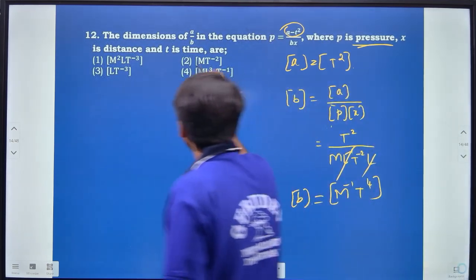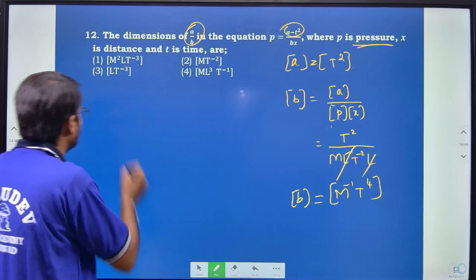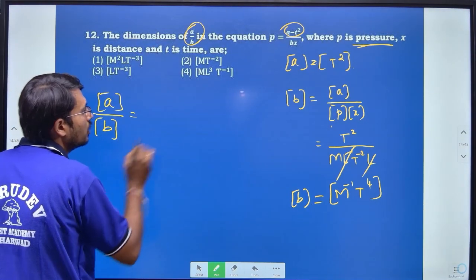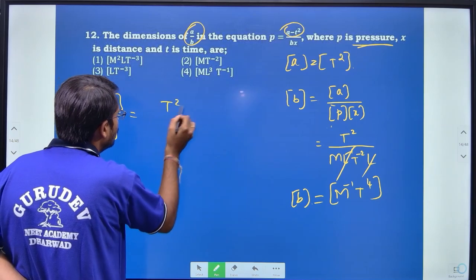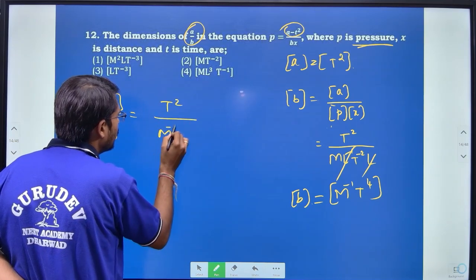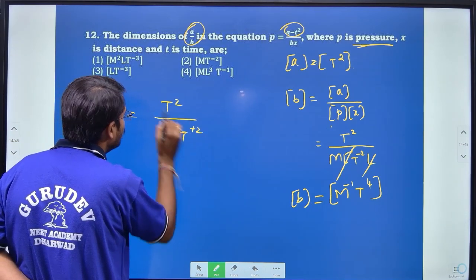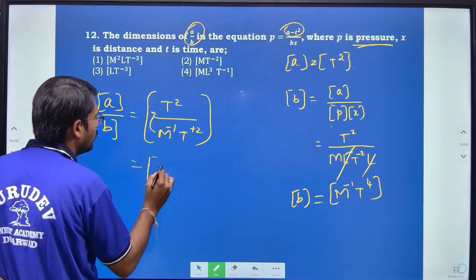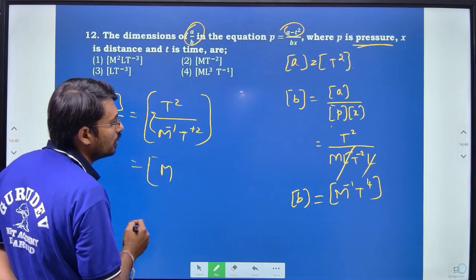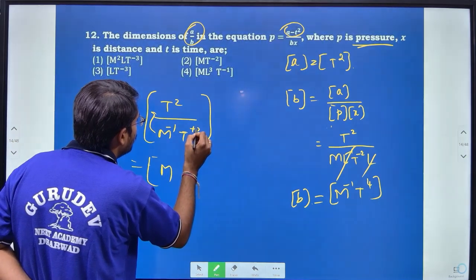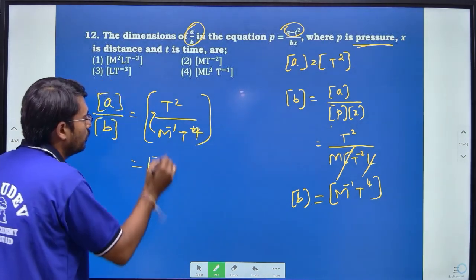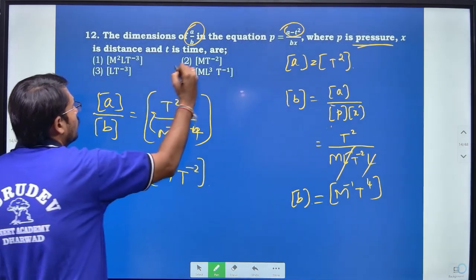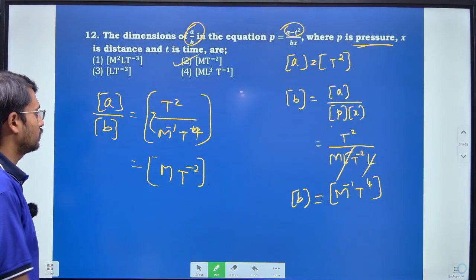But what is actually asked is not for A and B, but the ratio of A to B. If it is the ratio of A to B, A we know is T power 2, divided by m power minus 1 T power plus 2. So this m goes to the numerator, it becomes m. Here the power becomes plus 4. Therefore it becomes T power minus 2. So option 2 is the right answer.